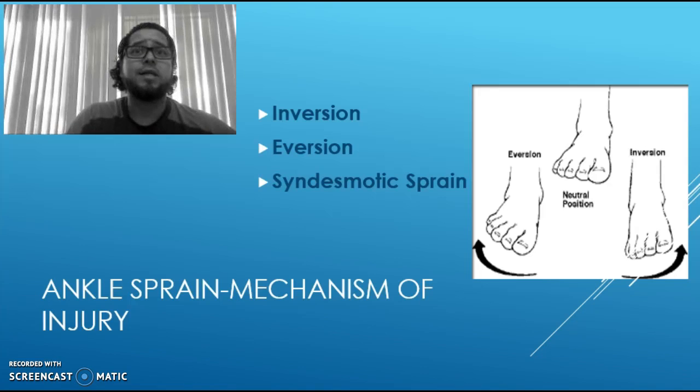A less common mechanism of injury involves a forceful eversion movement at the ankle, resulting in injury to the strong deltoid ligament. There is also a syndesmotic sprain, which is a high ankle sprain. This one occurs at the distal tibiofibular joint. Sprains to the syndesmotic ligaments are more common than people think. The ligaments are torn with increased external rotation or forced dorsiflexion, and are often injured in conjunction with severe sprains of the medial and lateral ligament complexes.